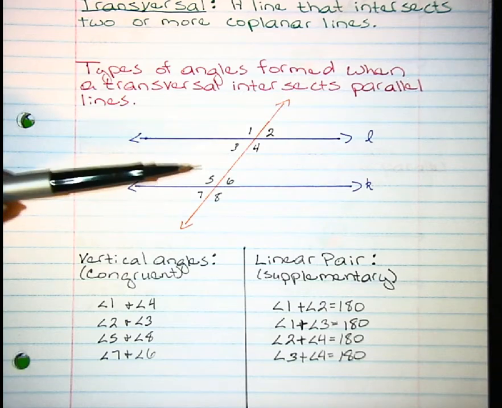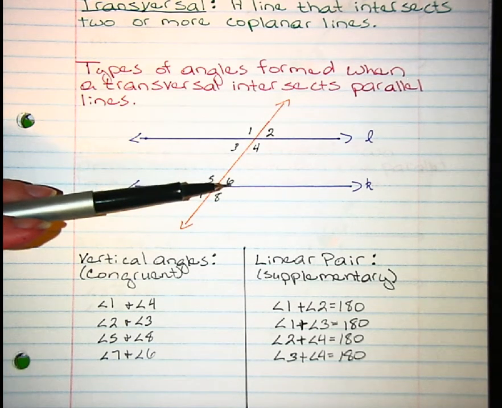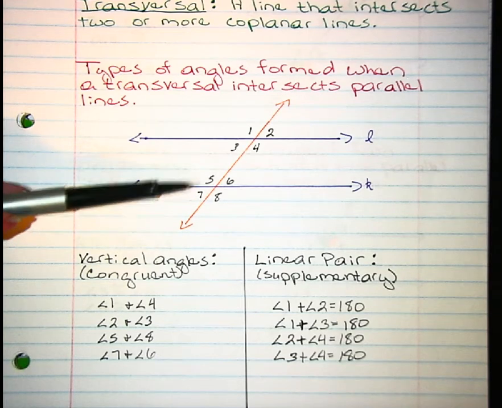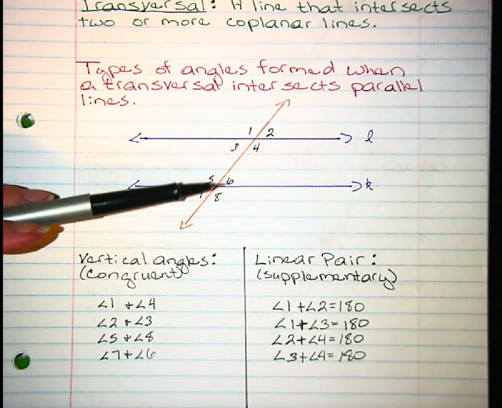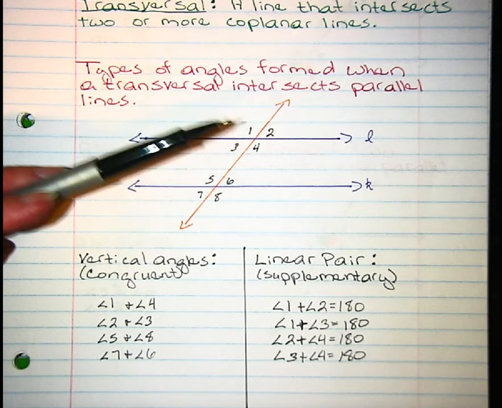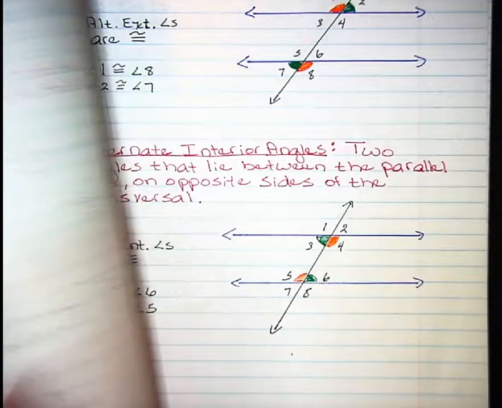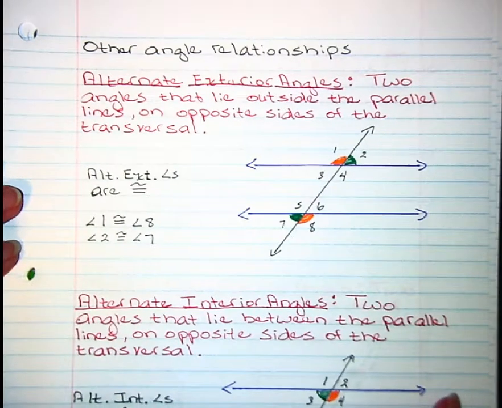If I look at the bottom, I have the exact same relationships. 5 plus 6 equals 180, so those are a linear pair. 5 and 7 are a linear pair. 7 and 8 are a linear pair, and 8 and 6 are a linear pair. So there really are 8 total linear pairs that are created by the intersection of this transversal and the parallel lines.